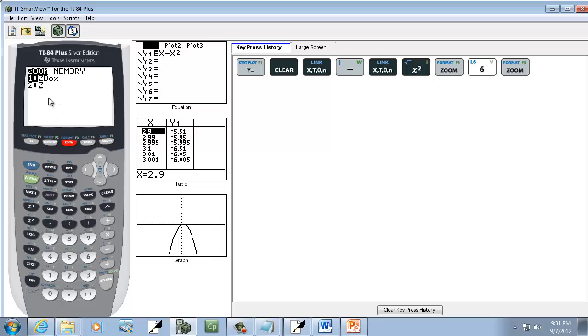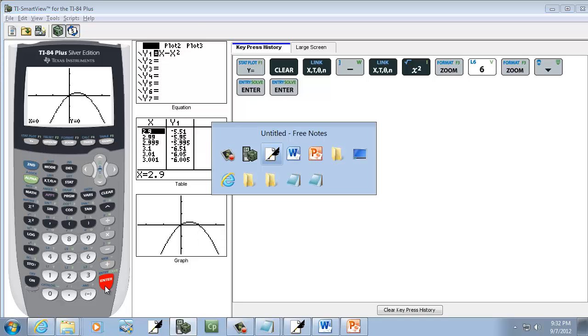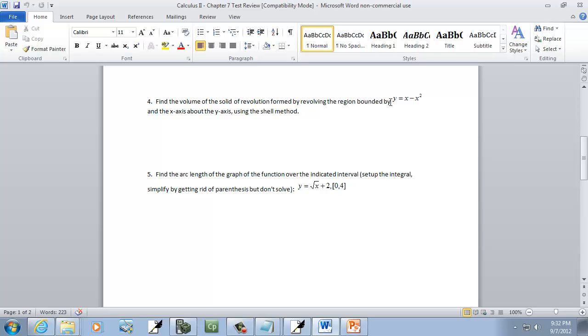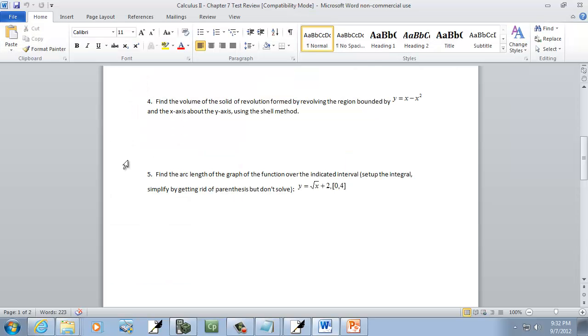If I press zoom and I choose zoom in, the second one, and then press enter, and then once it comes up here, press enter one time, I see that region bounded by that and the x-axis, about the y-axis. So it's bounded by the x-axis, so it looks like it's from 0 to 1. But let's confirm those upper and lower limits. So we'll find our points of intersection.